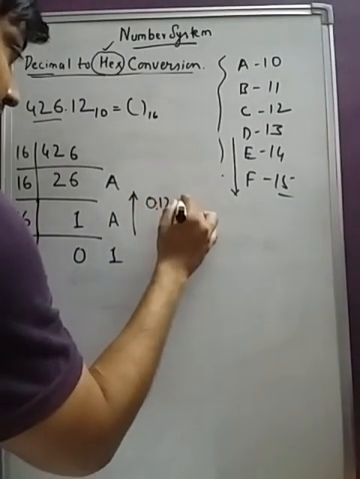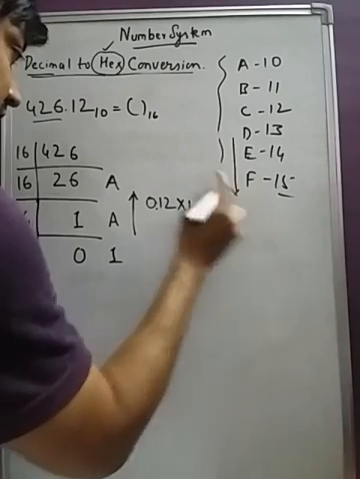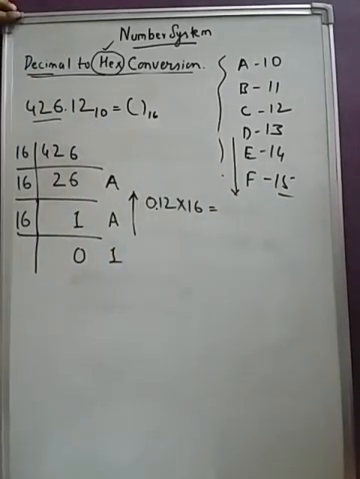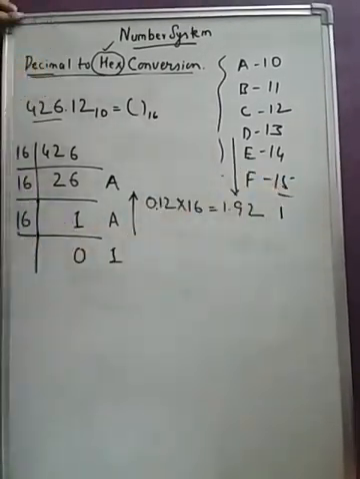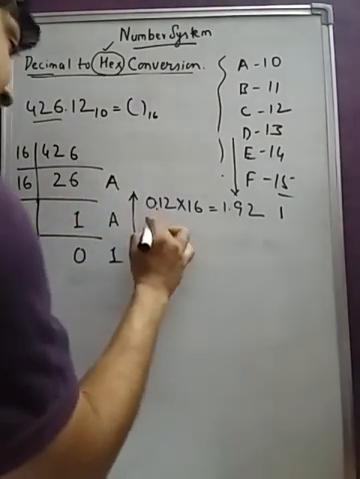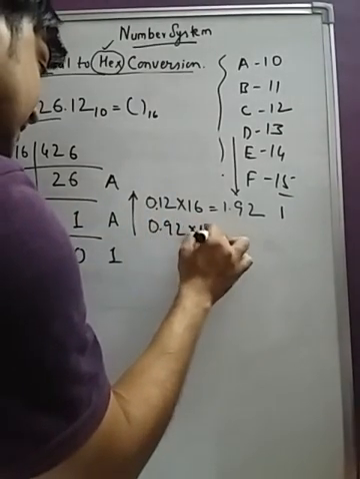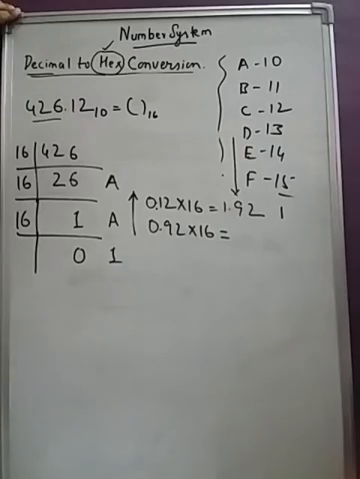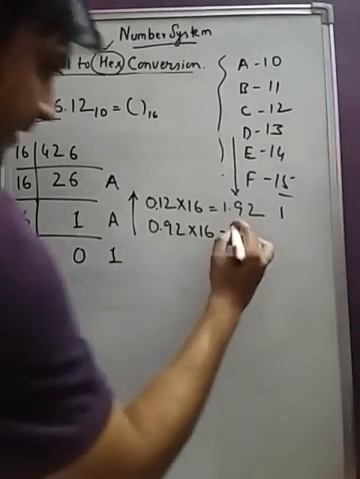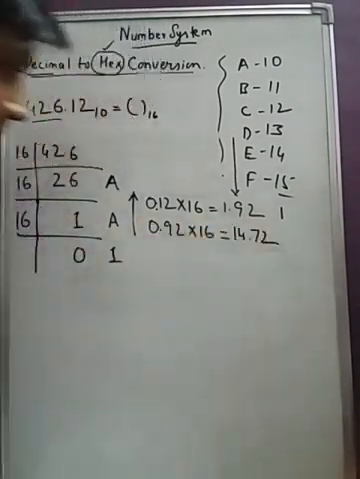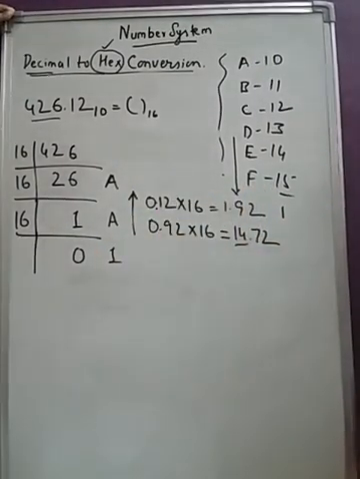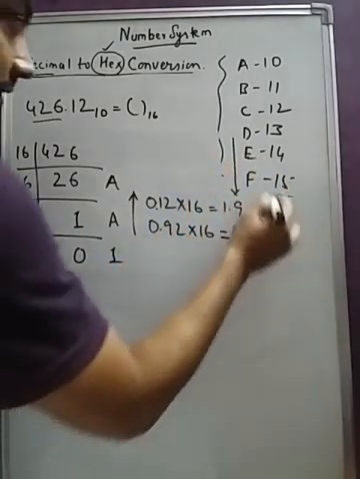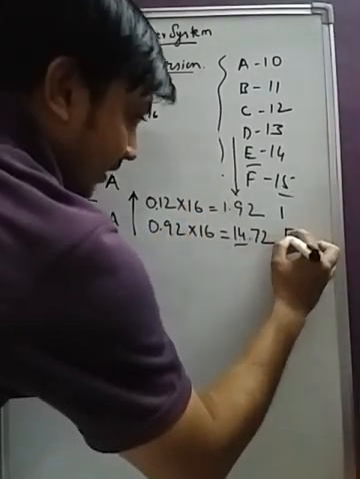0.12 into 16 is equal to how much? 0.12 into 16 is equal to 1.92. 1 will be the remainder on this side. Next is 0.92 multiplied by 16, which gives you 14.72. For 14 we have the symbol E. So you will write E over here.